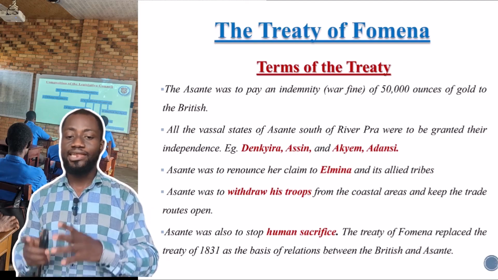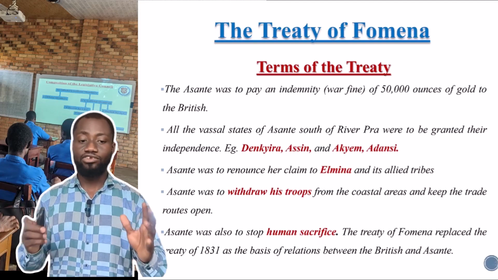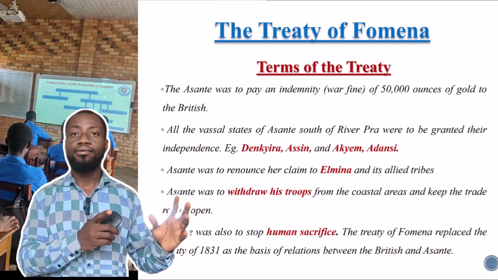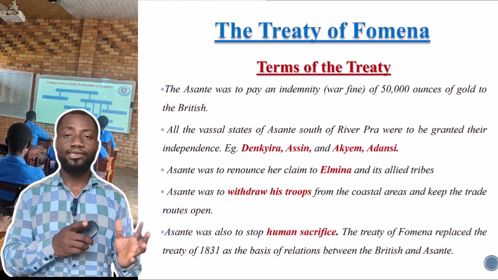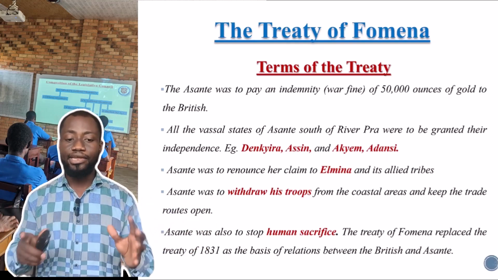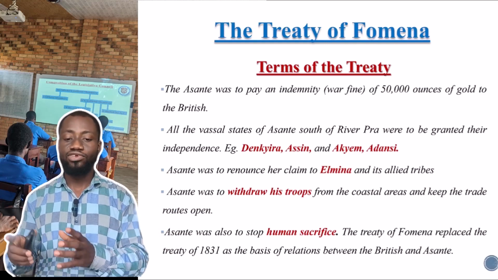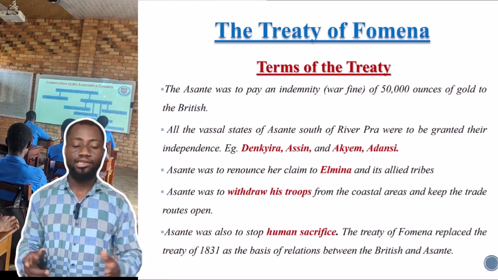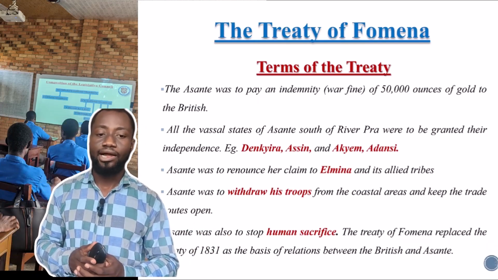Now, the Treaty of Fomena then came to replace the Treaty of 1831, which had been signed by Maclean, the 1831 tripartite treaty, as the basis of relations between the British and Asante. And so that is some of the terms of the Treaty of Fomena.